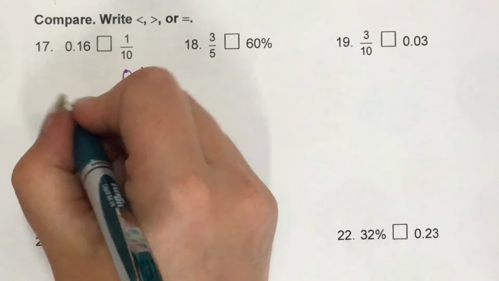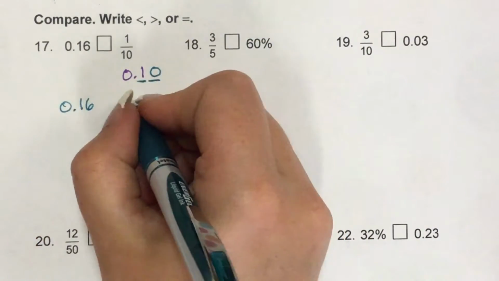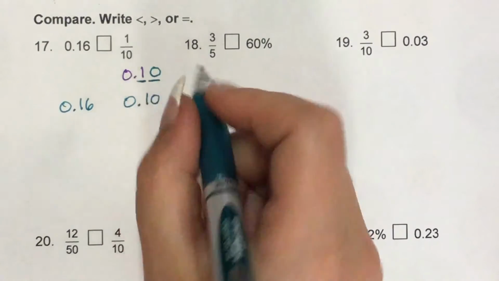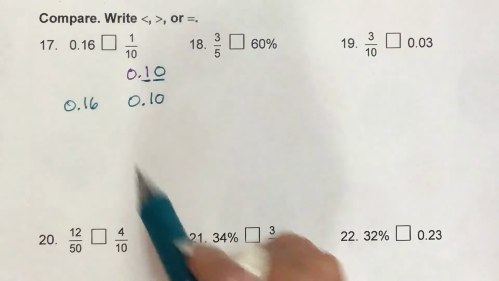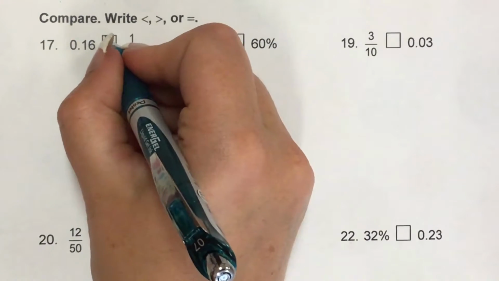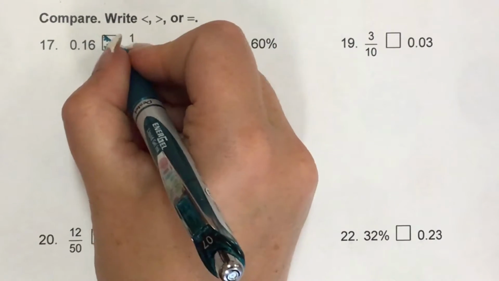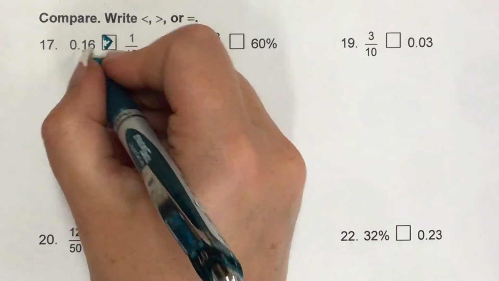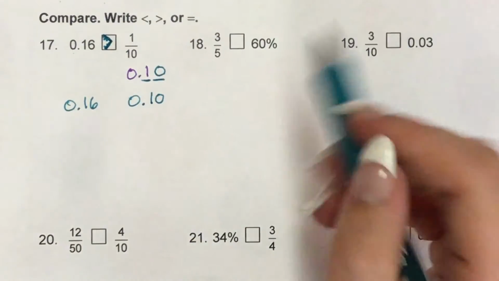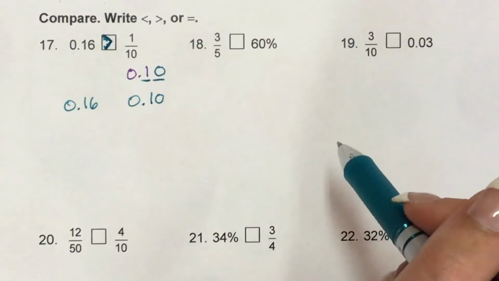So when I have 0.16 and 0.10, I know that 0.16 is bigger. So the alligator is going to eat the bigger one. If that was an alligator, that's what it would look like. So the sign goes that way. 0.16 is greater than 1/10. Okay? Let's go on to the next example, 18.